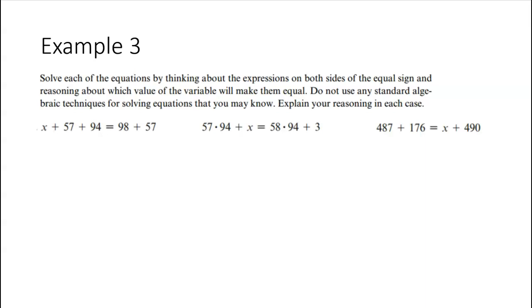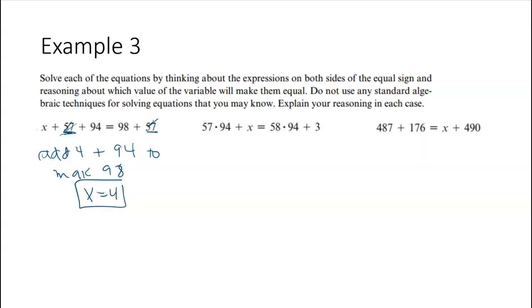So we've got x plus 57 plus 94 equals 98 plus 57. All right, so I do see a 57 on both sides. So when I look at this, I think, okay, these 57s are already equal. So I need to get to the 98. Well, what number plus 94 would get me to the 98? So if I were to add 4 to the 94, it would make 98. So x is equal to 4. So this may be a little challenging at first, so just take your time.